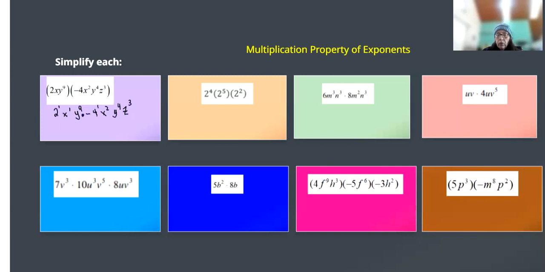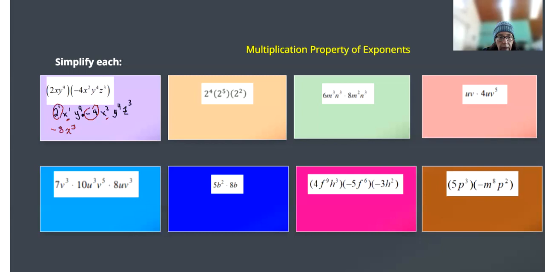All right, so the first thing we're going to do, let's look at the coefficients, the numbers out front, and let's multiply them. 2 times negative 4 is negative 8. Now let's look at our x's. We've got an x here and an x here. Bring down the base. We're multiplying, so add the exponents. 1 plus 2 is 3.